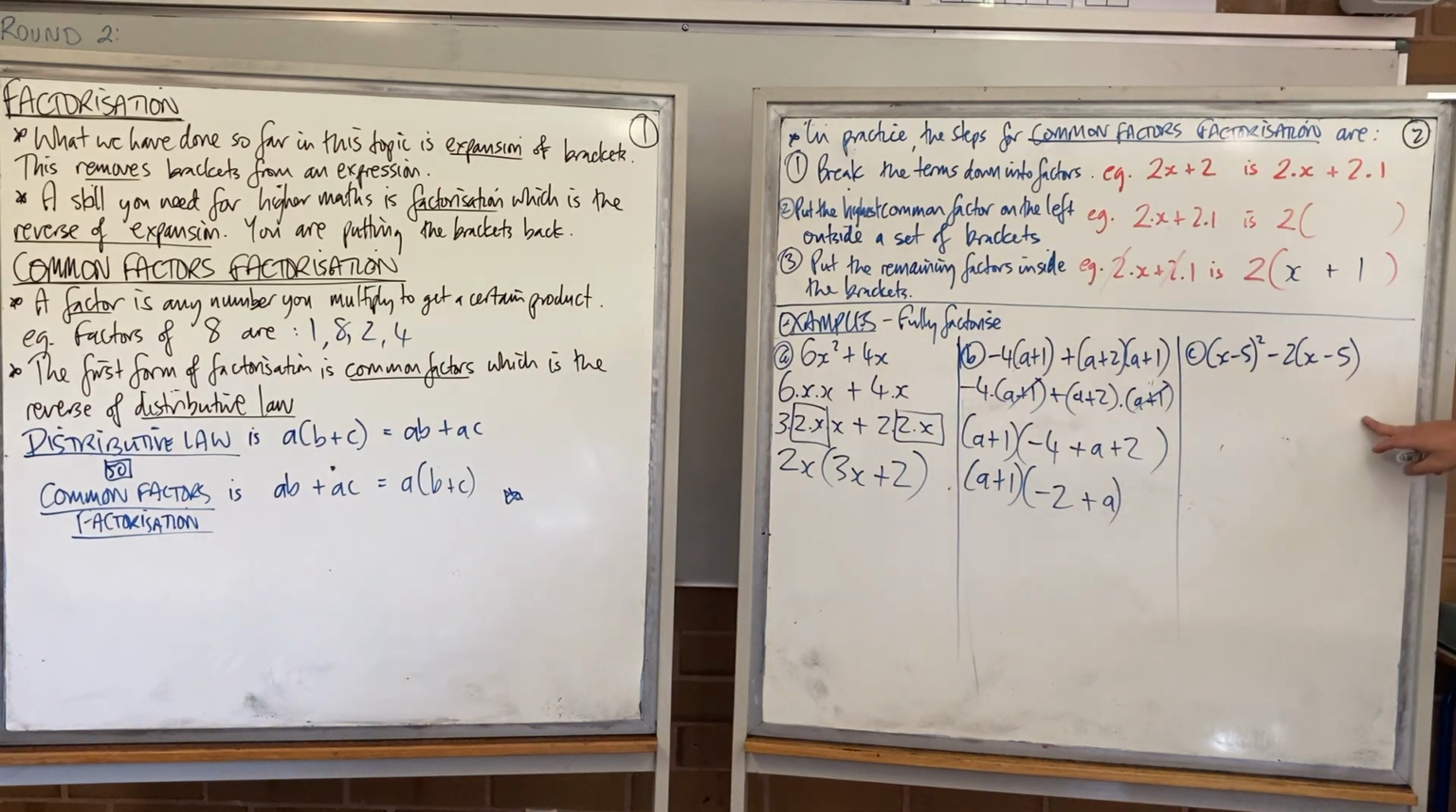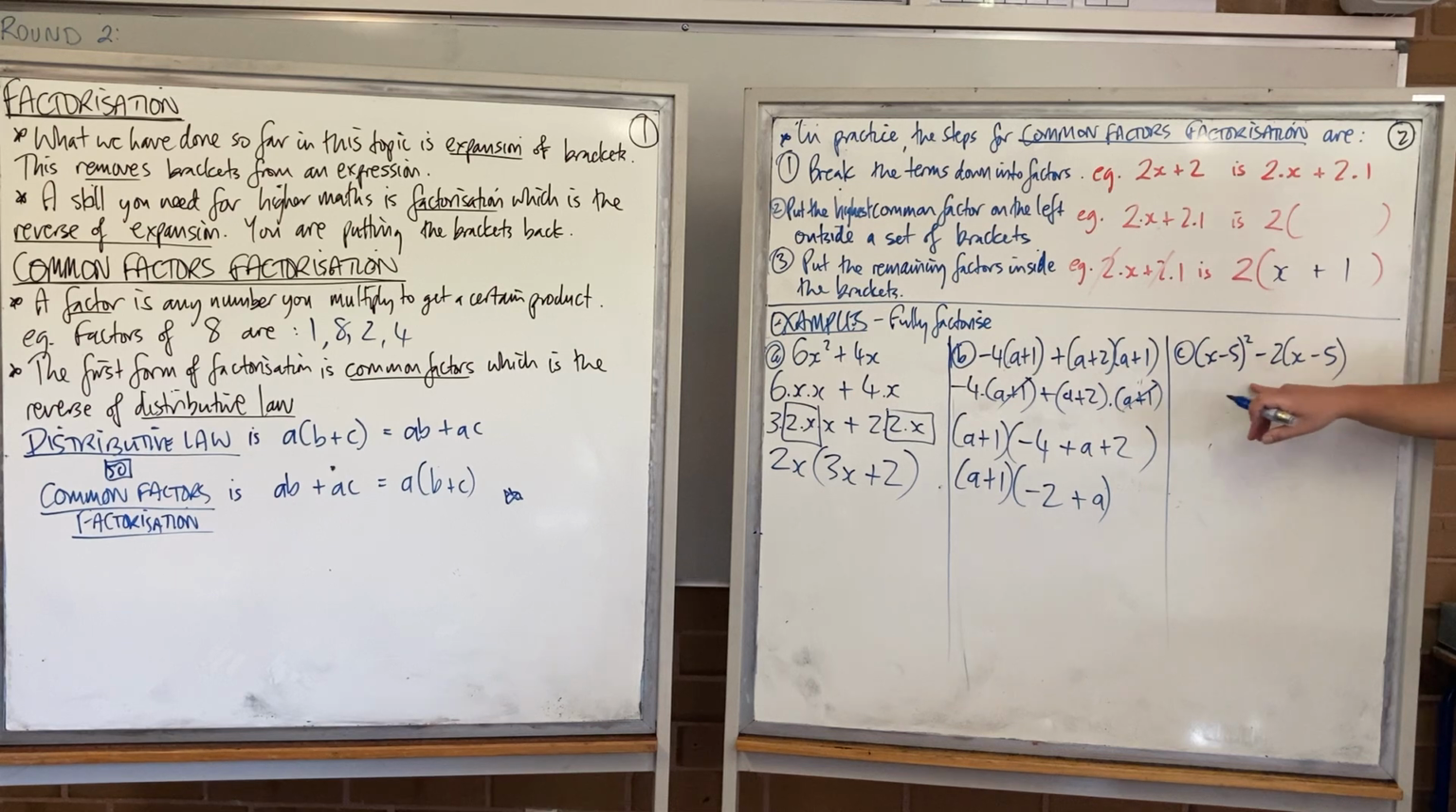Last one here. This is the most complex factorization you'll have to do. None of this looks similar, but it is. If I'm squaring something, what does that mean? I'm timesing it by itself. So that first term is x take 5 times by x take 5. And the second term is 2x take 5, negative 2x take 5.